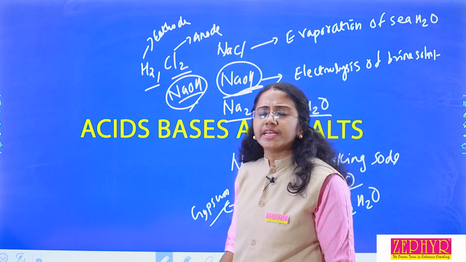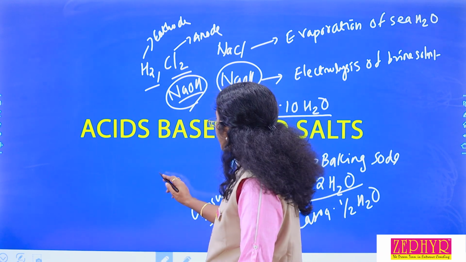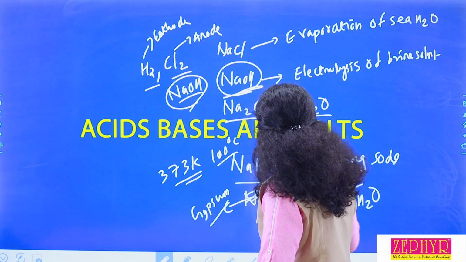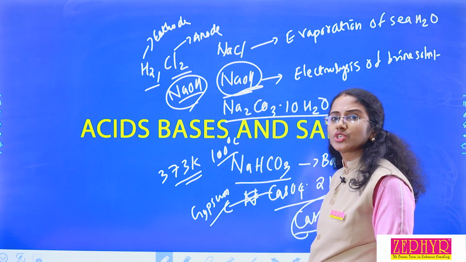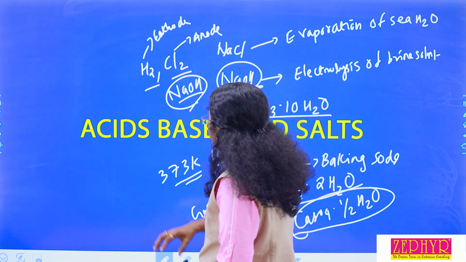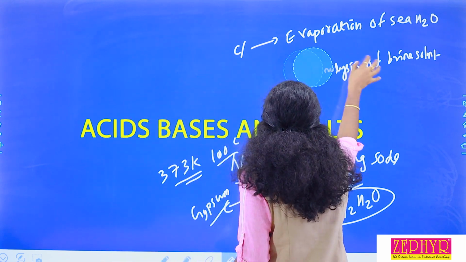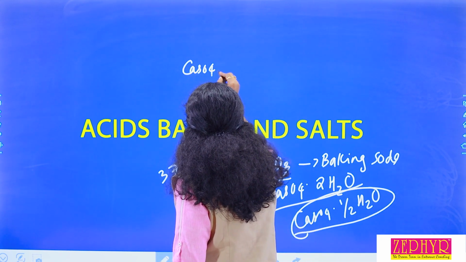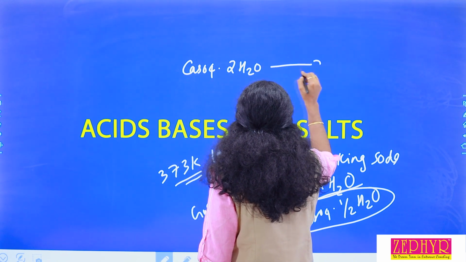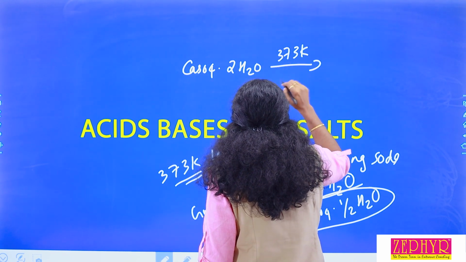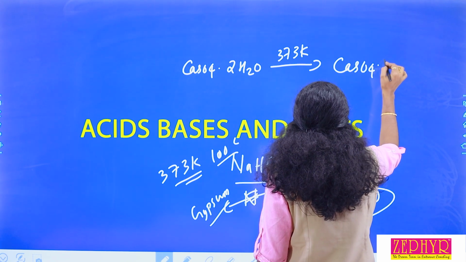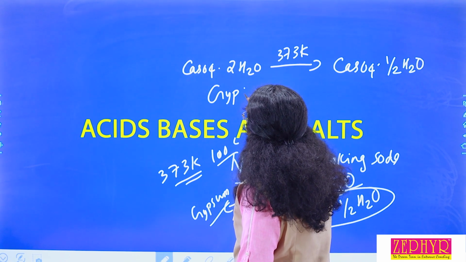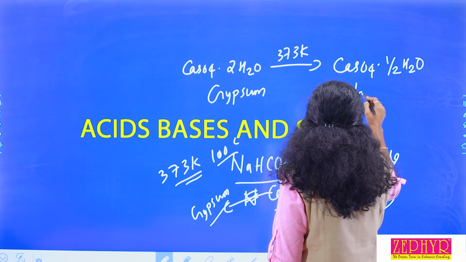This gypsum on strong heating at 373 Kelvin, that is 100 degrees Celsius, gives CaSO4 dot half H2O, that is called plaster of Paris. CaSO4 dot 2H2O on strong heating at 373 Kelvin gives CaSO4 dot half H2O. This is gypsum, this one is plaster of Paris.